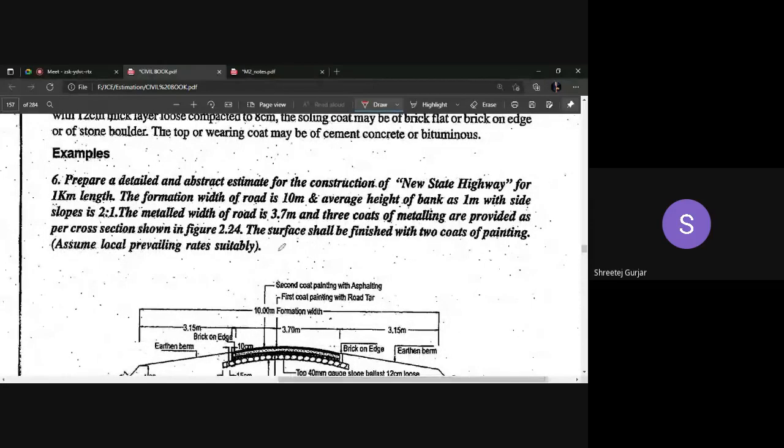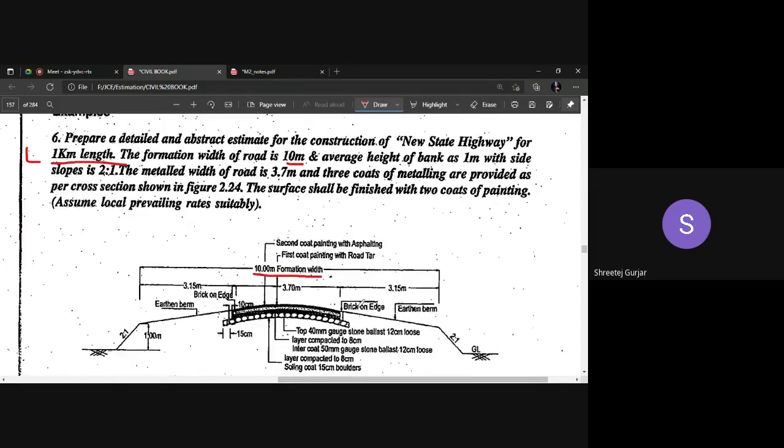Let us go through the description. Prepare a detailed and abstract estimate of the construction of a new state highway for 1 kilometer length. Length L is equal to 1 kilometer or 1000 meters. Formation width of the road is 10 meters. You can observe the formation width is given over here.